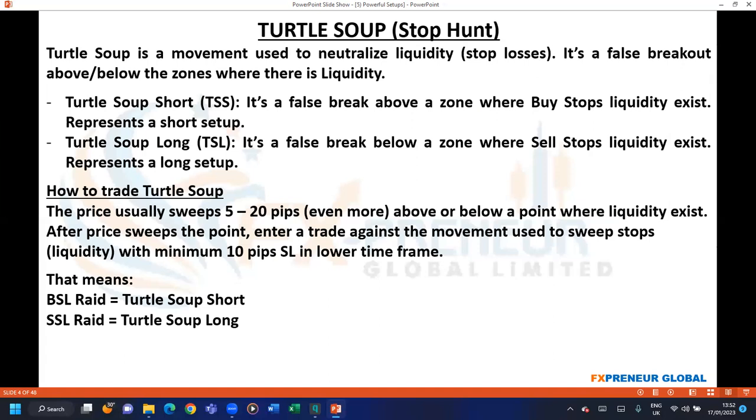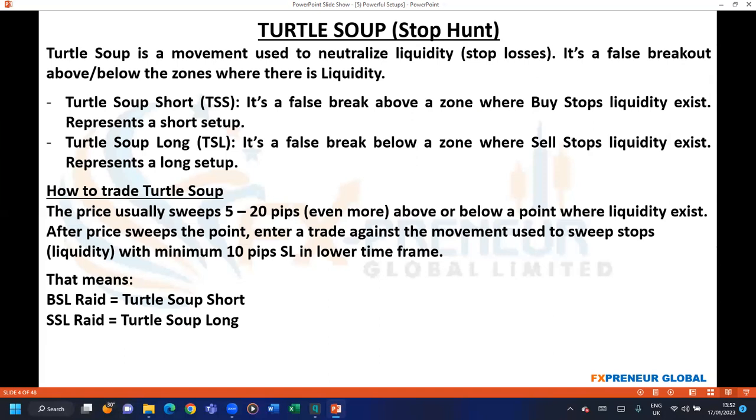Turtle soup short. This is a fake break above a zone where buy stops liquidity exists. A stop hunt to take out liquidity of sell orders, which is buy stop liquidity, is referred to as turtle soup short. And this stop hunt issues a short setup. That is a setup to take a short trade.